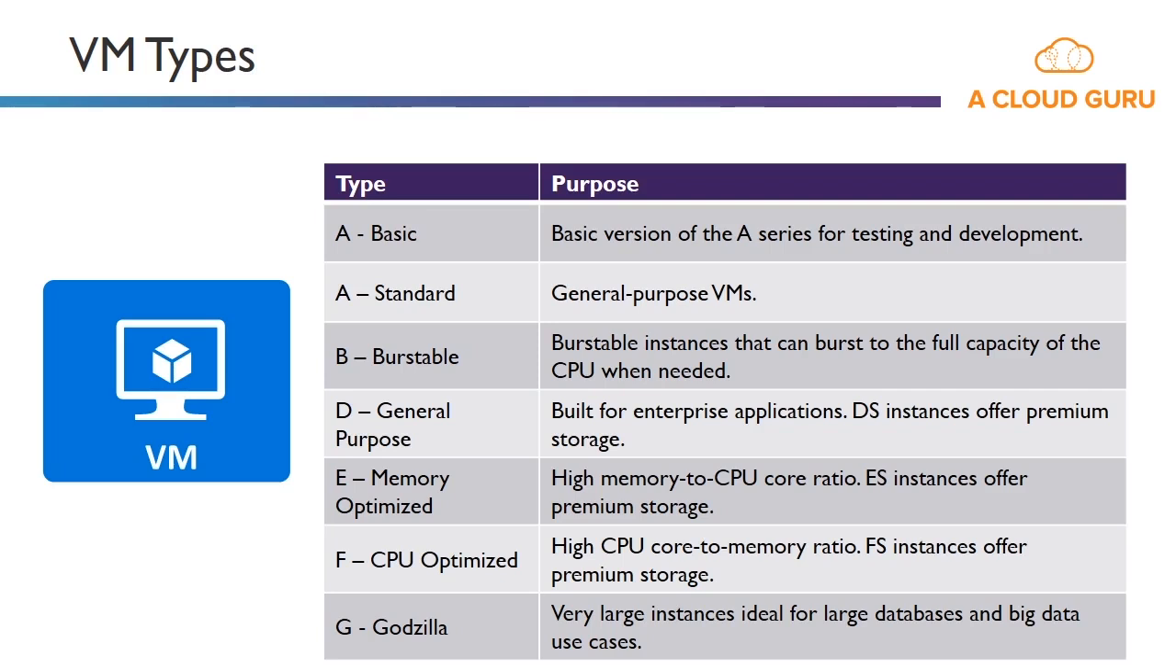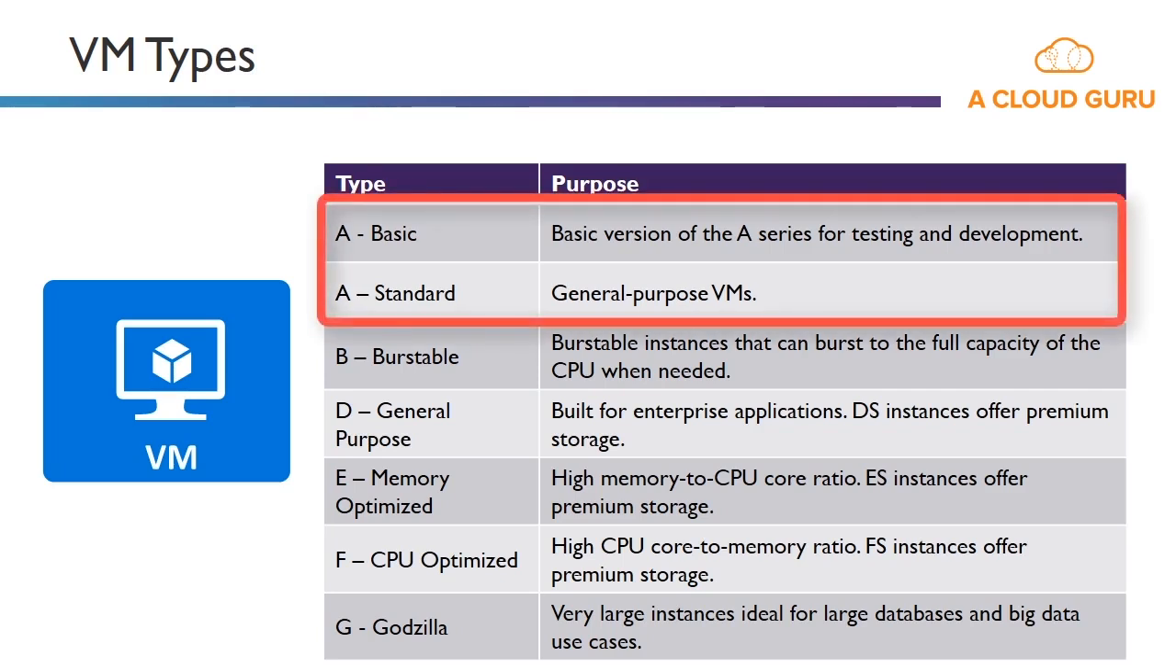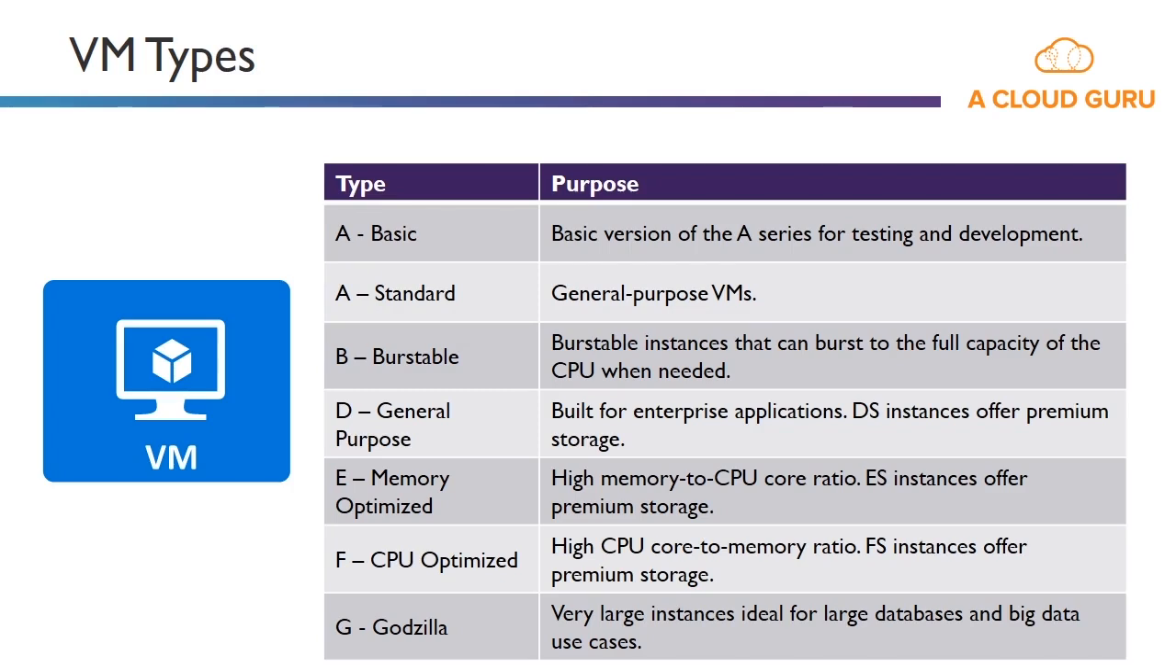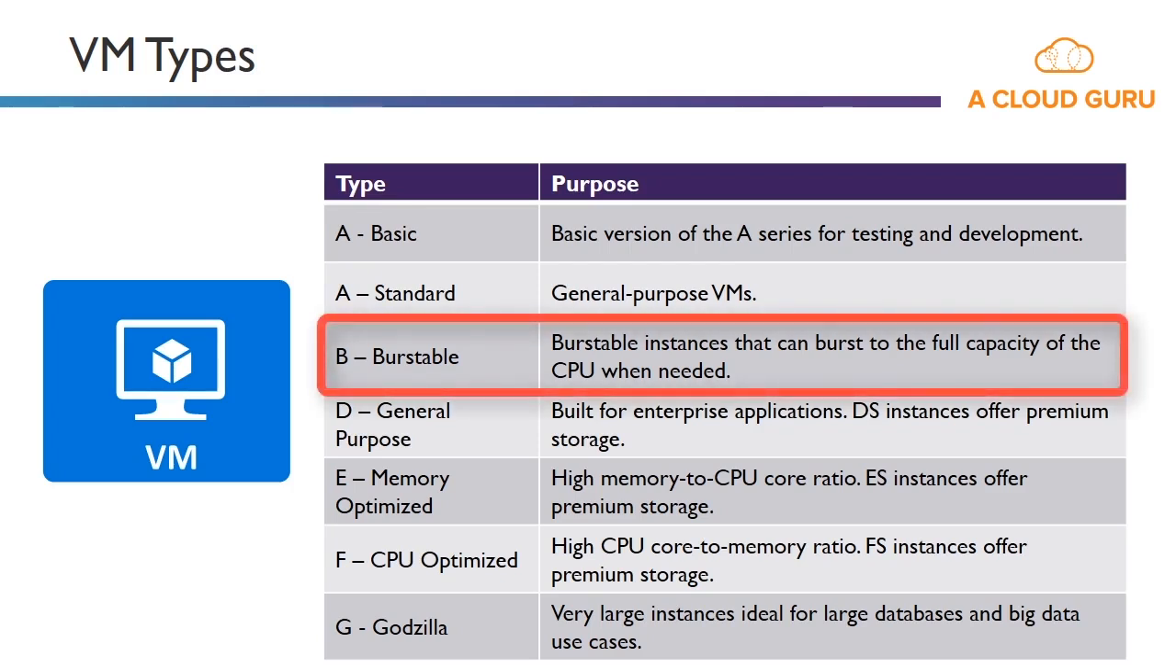So if we go through these, it's very important to understand and select the right instance type for your workload. The A series were the very first series that Microsoft introduced. They're divided up into basic and standard. So standard are actually our general purpose VMs, and then there's a basic version of the A series for testing and development. Then we get on to B, which I remember as B for burstable. These instances can burst to the full capacity of the CPU when needed, but you get a discount because you're not using the machine a lot of the time.